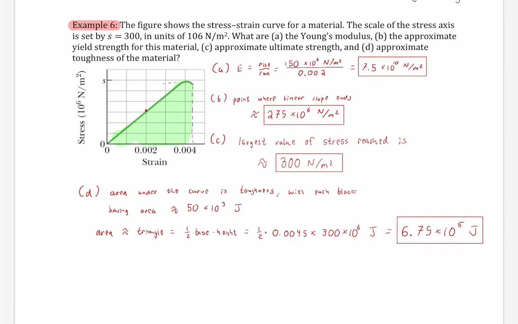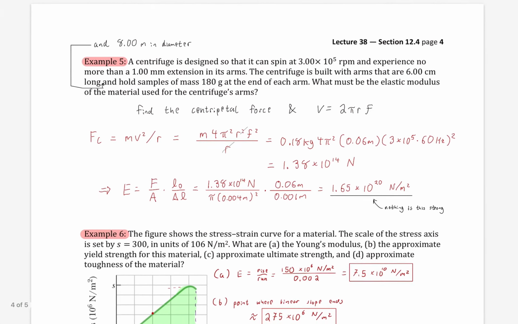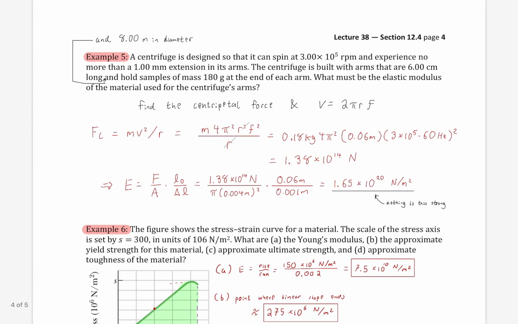Okay, well that concludes our last example. Hopefully you have a good idea of what stress strain problems look like and the 3 types of deformation.